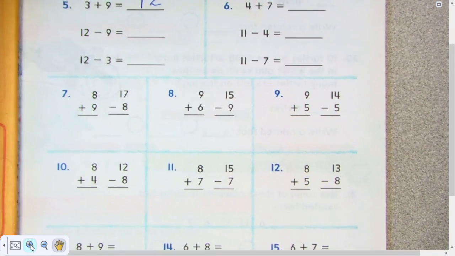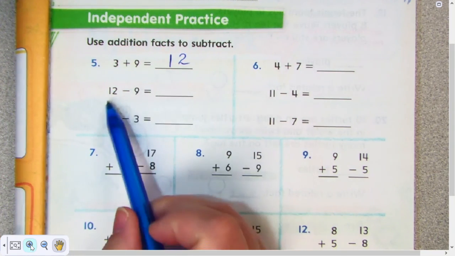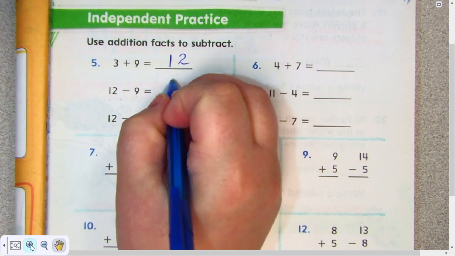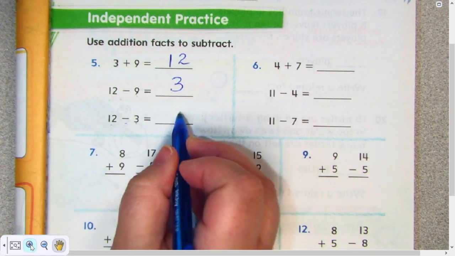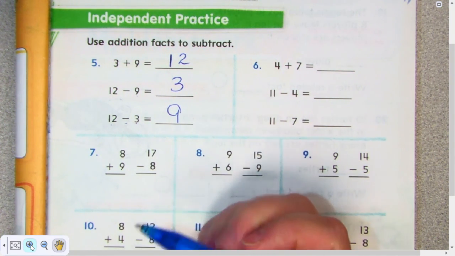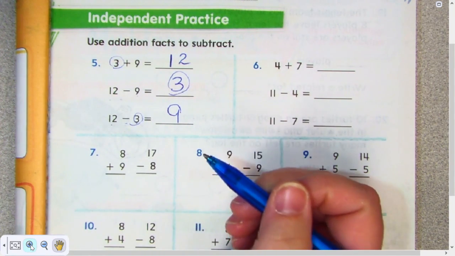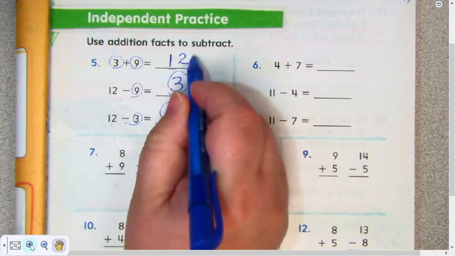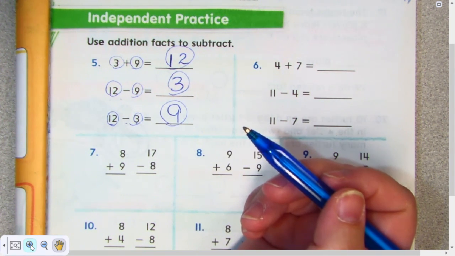Let me zoom in just a hair more so we can see better. All right, then 12 minus 9 equals 3. And 12 minus 3 equals 9. Oh my goodness. Look at there. Look here. So here's a 3, a 3, a 3. Fact families. 9, 9, 9. 12, 12, 12. Oh, they all have the same number.